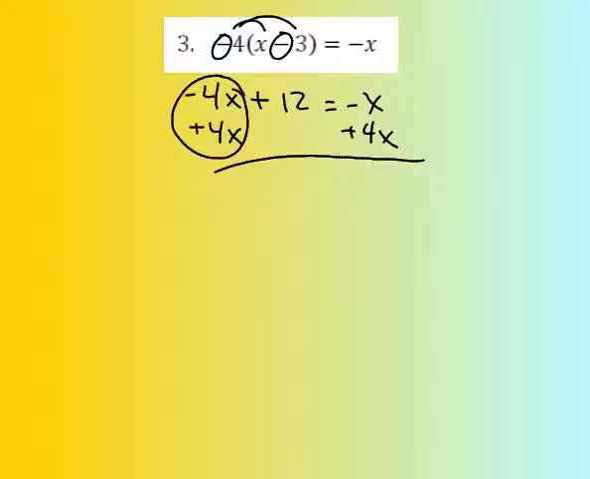then I like to add my columns up. This is 0 plus 12, or in other words, it's just 12. Equals negative 1x. See how I put a 1 there? Negative 1 plus 4 is 3x. Divide by 3, 4 equals x.